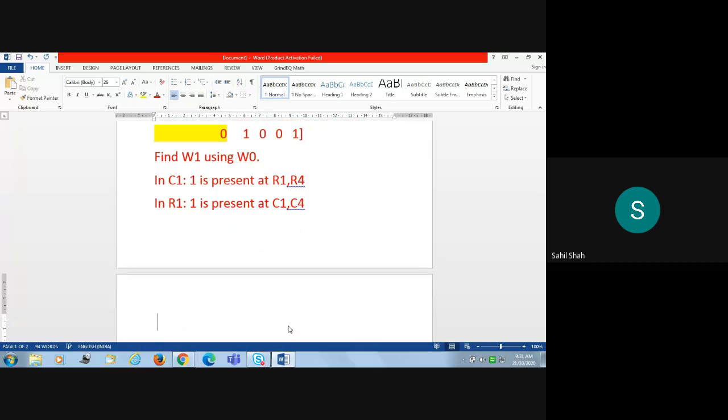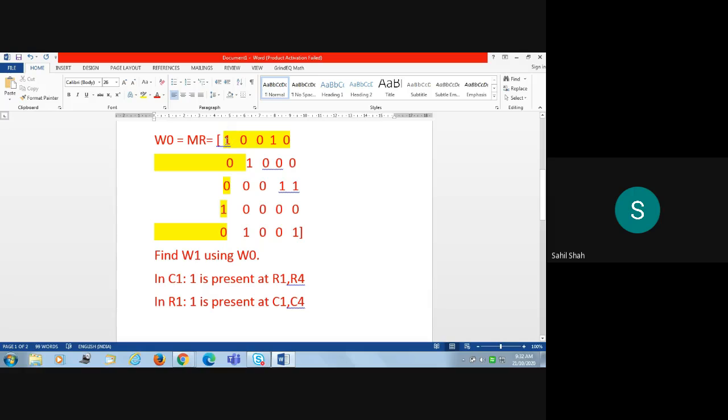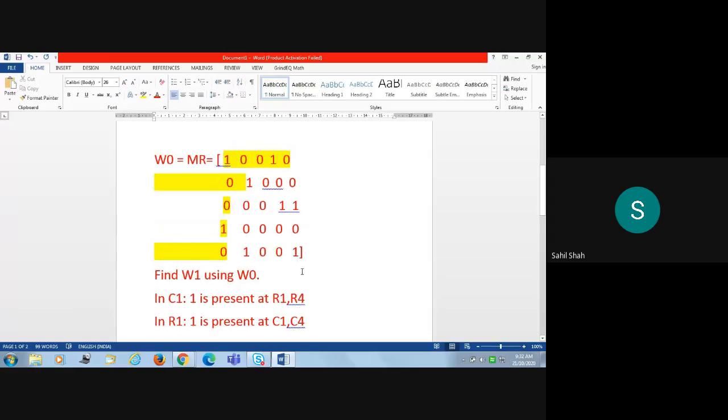Based on this, I can form pairs. The first pair will be R1 comma C1 and R4 comma C. Forming a pair means we have to put 1 in the corresponding cell in that matrix. Let me check whether R1 C1 is already present. Yes. And whether R1 C4 is also present. Yes, it is present. So there will not be any addition. You are saying R1 C3, Pallavi. How come C3? How are you saying C3?